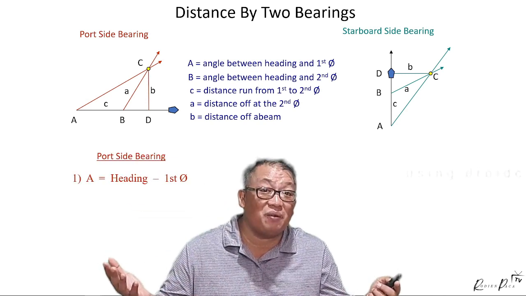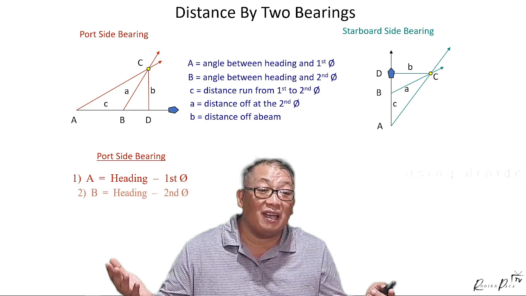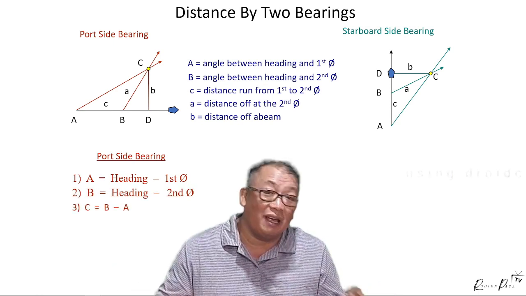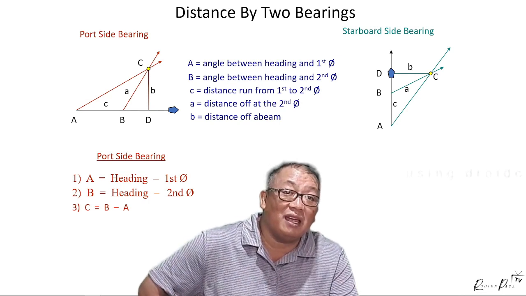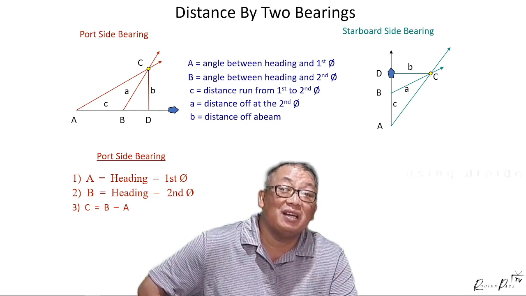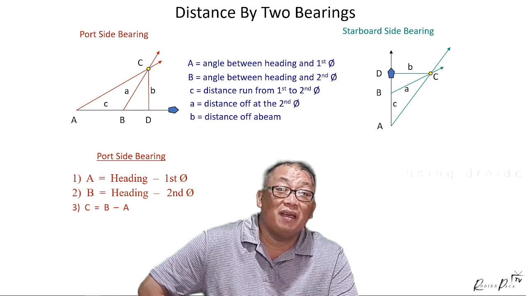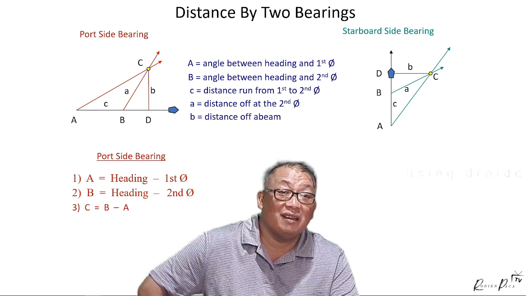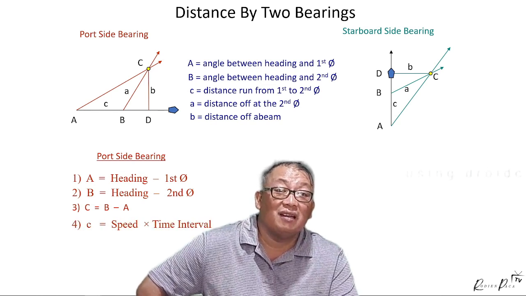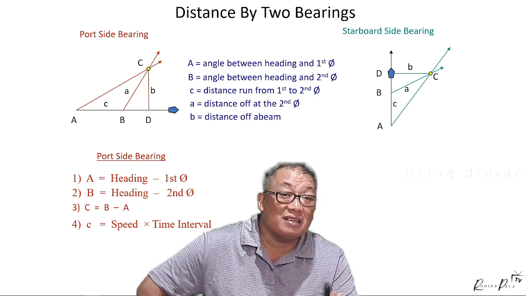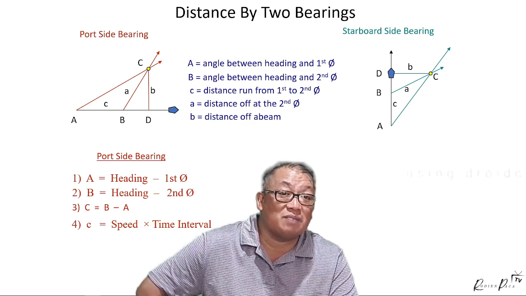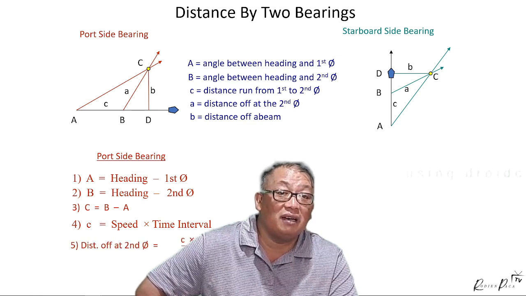Now here comes the formula. A is the heading minus the first bearing. B is the heading minus the second bearing. And C equals B minus A. Then here comes the formula. Small c is actually the distance run, speed times time interval.